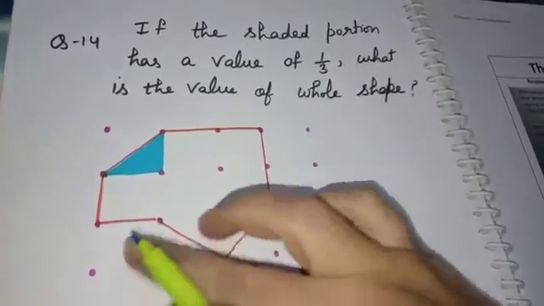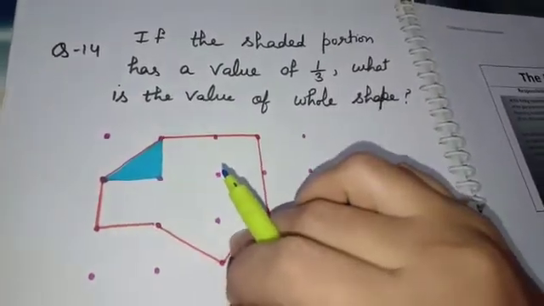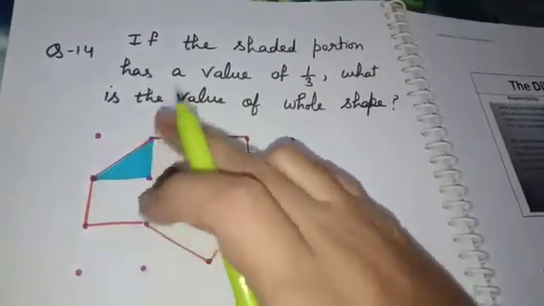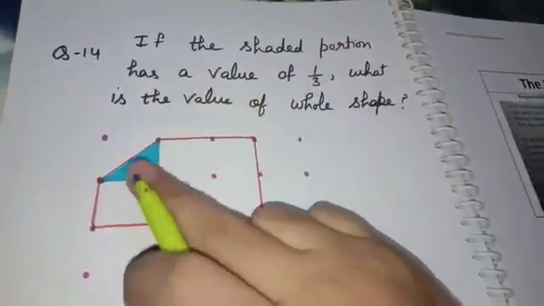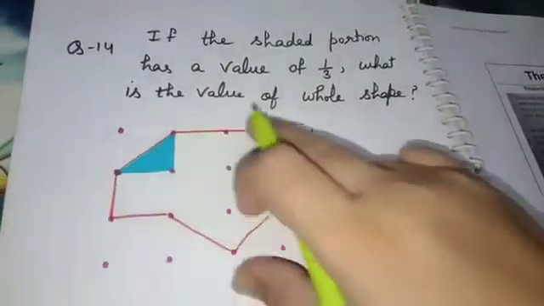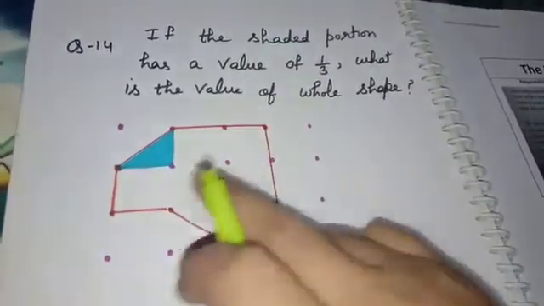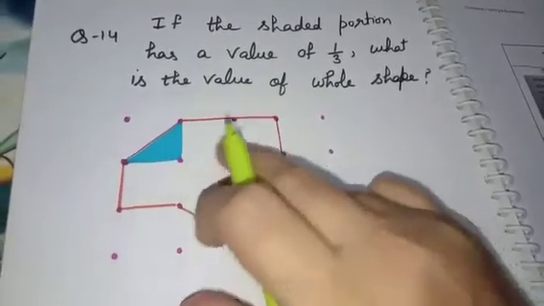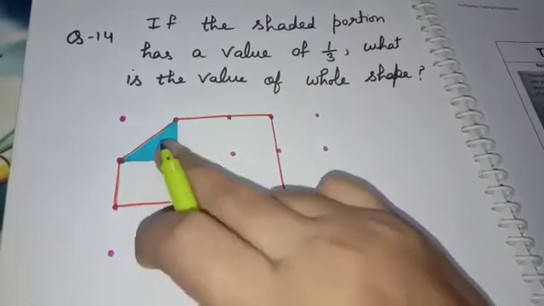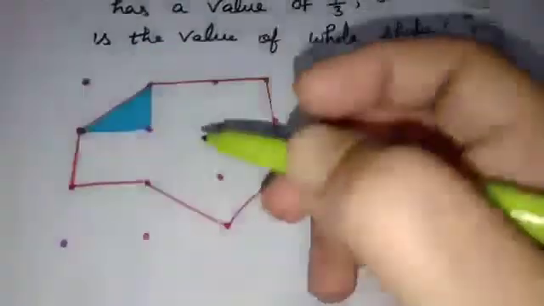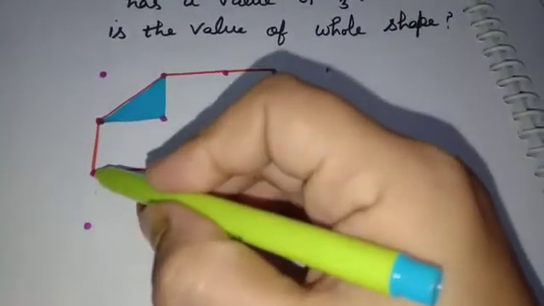This kind of figure is given in the question. What is the statement? If the shaded portion, this shaded portion has a value of 1 by 3, then what is the value of this whole shape? Okay, so we know the value of this part, so we have to divide the whole shape into the same kind of shapes. So by drawing some lines, let's see how can we draw.